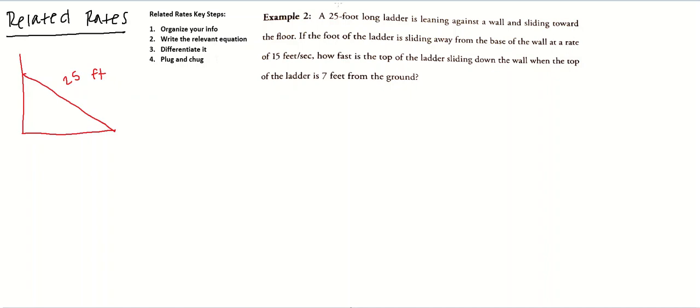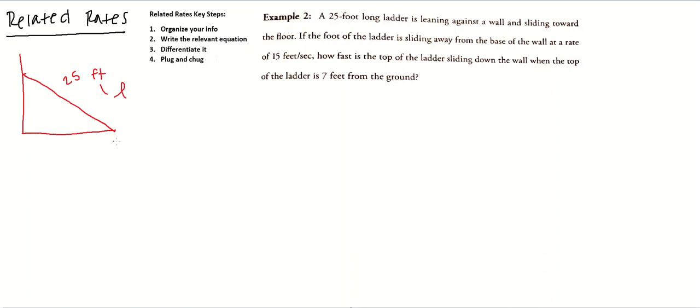And then if the foot of the ladder is sliding away from the base of the wall at a rate of 15 feet per second, how fast is the top? Okay, so now we have this other bit of information that we need to do something with, this 15 feet per second. So before I actually go any further, I'm going to label my picture, right? So I have this 25-foot length, and so I'll just call that L because it's our ladder. So that is going to be L.